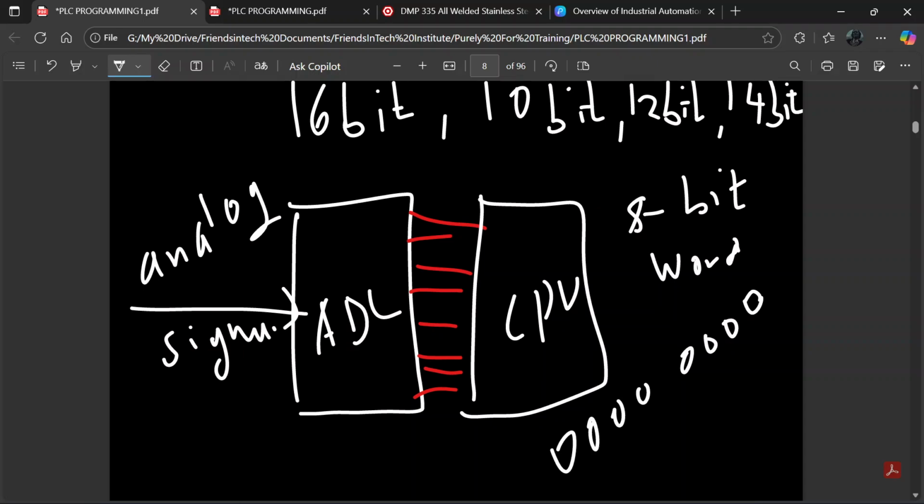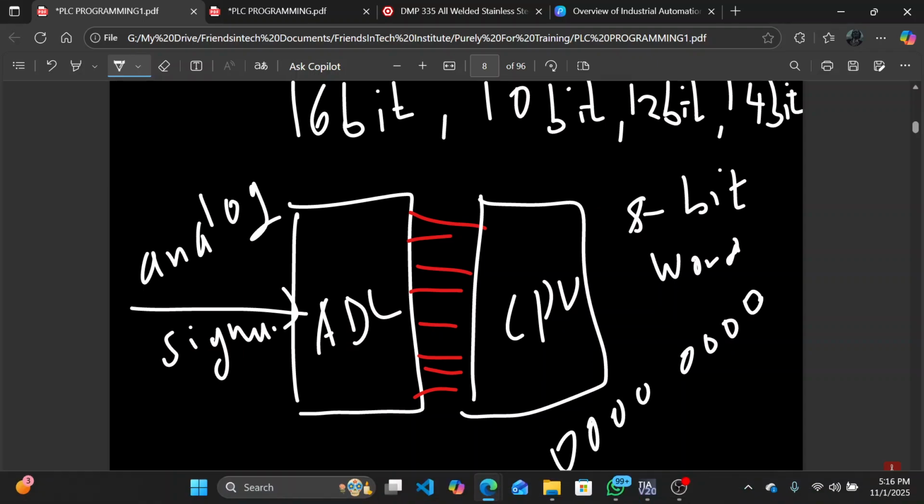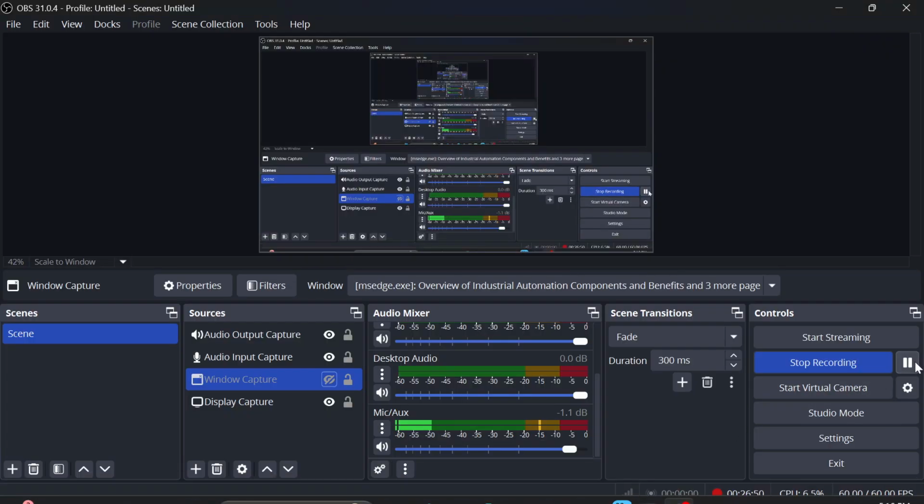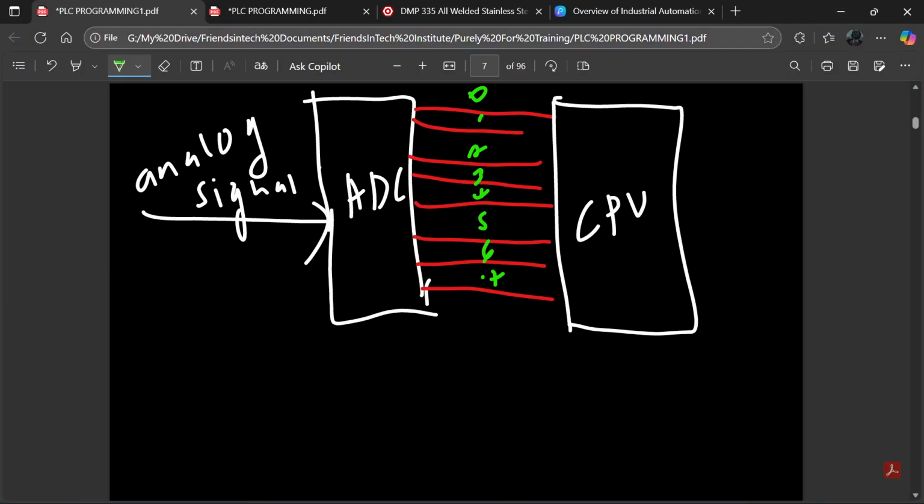Let me just explain that. I'll just wrap this. Give me a minute. So this is it here. So we are saying that the ADC will convert the analog signal into an 8-bit word that the CPU can understand in terms of 0 and 1. Now, what's the meaning of 16-bit, 10-bit?